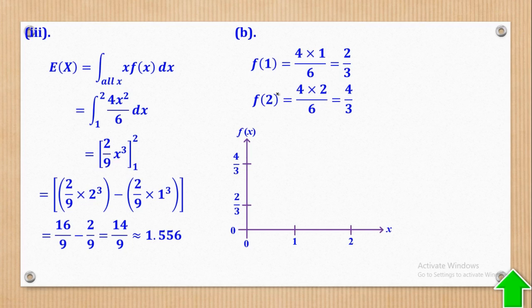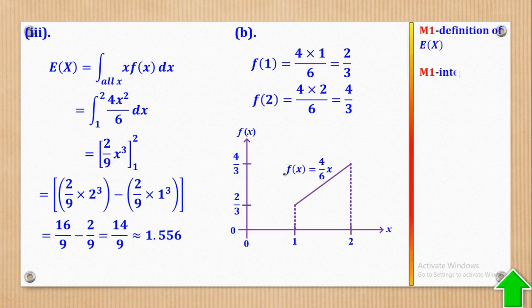The next is to plot. For example, the 1 corresponds to 2 over 3. That means that this is 1 point. Then 2 corresponds with 4 over 3, so this 2 corresponds with this to come up with another point. So next is to join from here up to here using a ruler. So let's first do that. So 1 is there and 2 is there, then we join using a ruler from here to here. After that, we have to label your graph. So you have to label your graph by writing there the given function. So basically that's what they wanted.